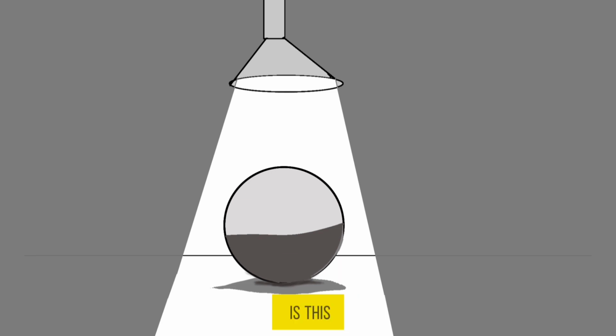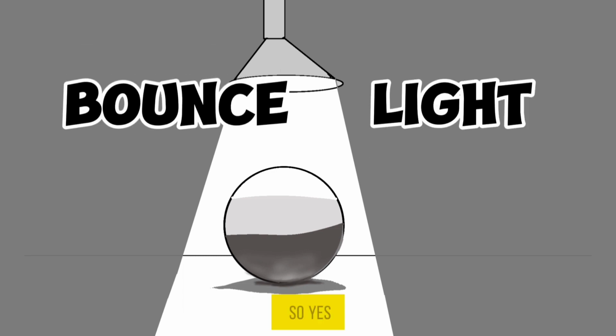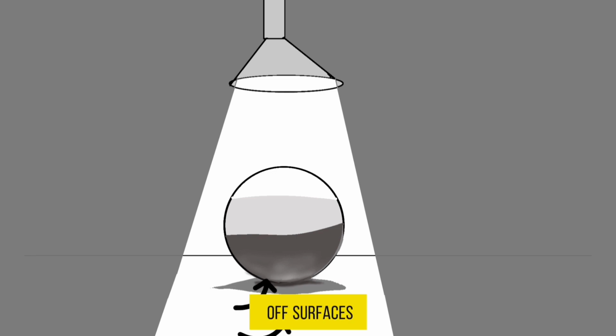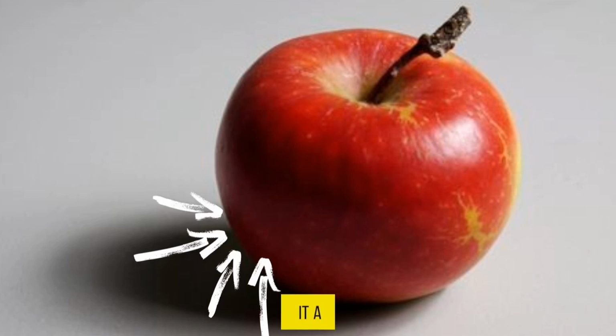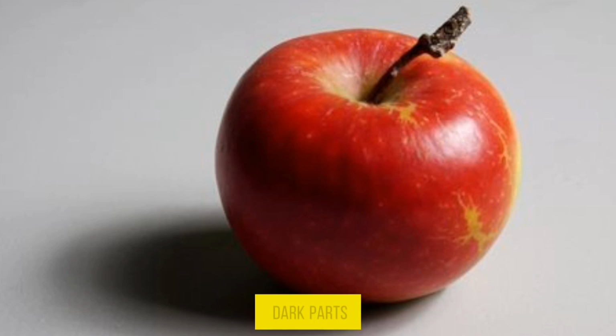So the next step is this one. You will notice that there is a slight light shade in the dark part of the ball. It is caused by these two words, bounce light. So yes, light bounces off surfaces, making a light tint in the shadow part. Let's take a look at this object for example. You can see the light bounces off the surface onto the object to give it a slight light shading on the dark part, on the shadow part. So yes, light bounces off surfaces.